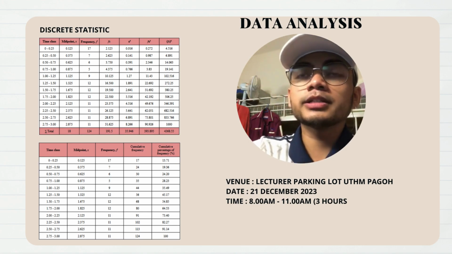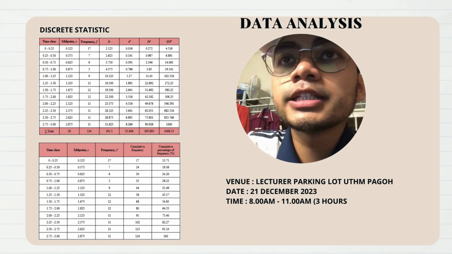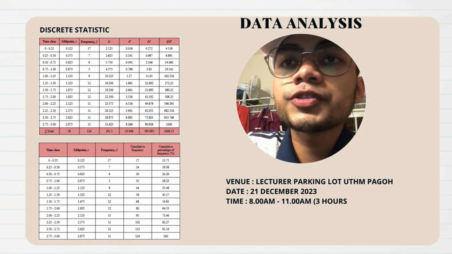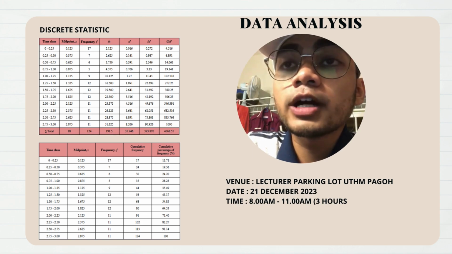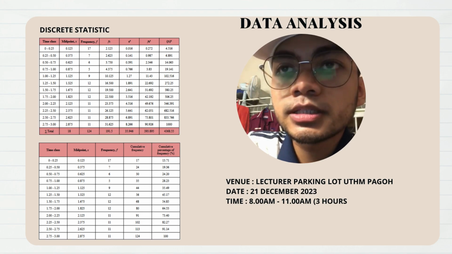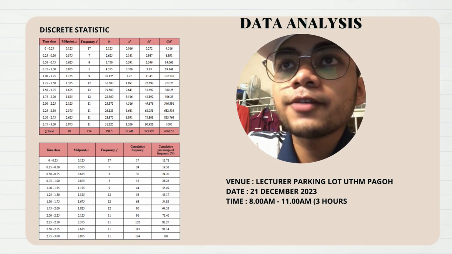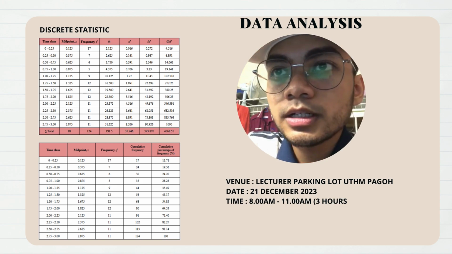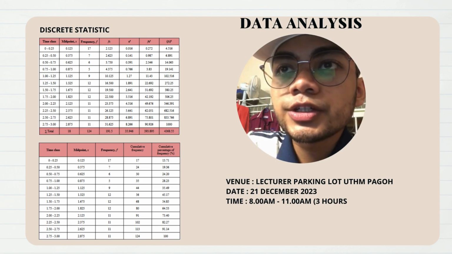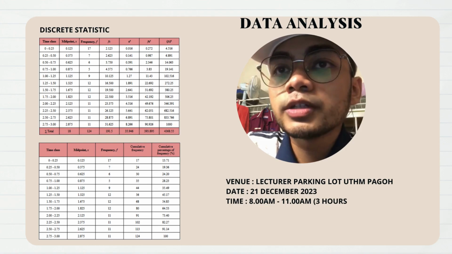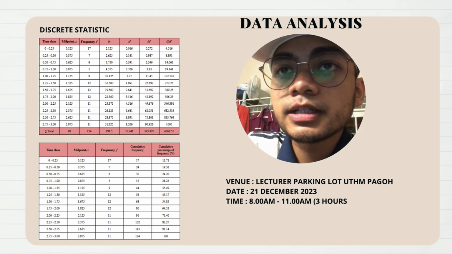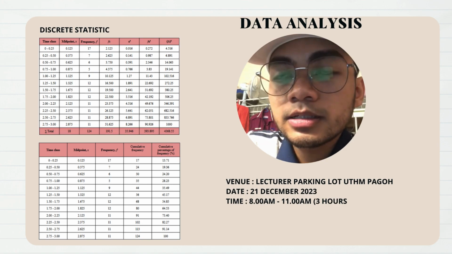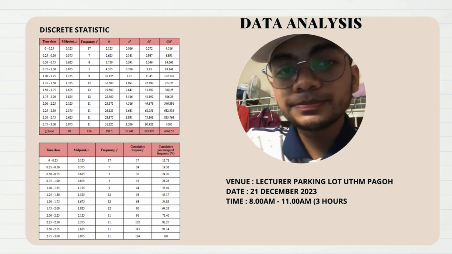The total for the midpoint is 18 and the frequency is 124, for fx it is 191.5, for x2 the total value is 35.946, and for fx2 the value is 393.895. Moving on to the next table, you can see the time class that we collected, midpoint, frequency. All the data collected is in the table. Thank you.